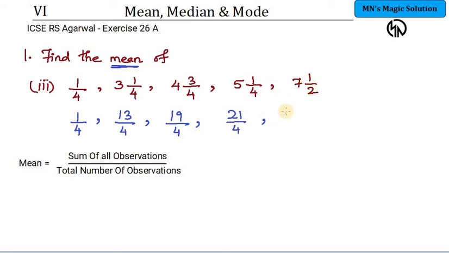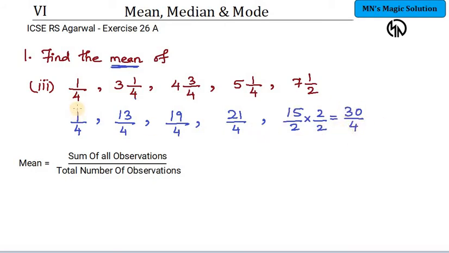14 plus 1 is 15. You can write it as 15 by 2, but I want it as a fraction. See, all the denominators here are 4 except for this one. So in order to make the denominator 4, I'll multiply and divide by 2, so that I get the denominator 2 into 2 as 4. Now 15 into 2, the numerator becomes 30. So the last data, that is the fifth data, is now 30 by 4.